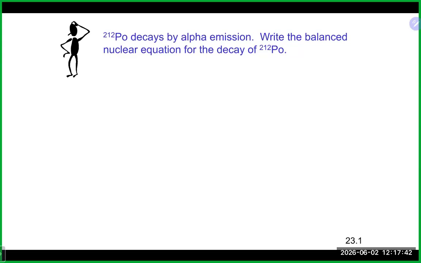All right, so let's take a look at one here together. We have Po-212 decays through alpha emission. Through alpha emission tells me that I should put my alpha particle on the right-hand side, which, by the way, you could use the alpha symbol, or if you wanted to, you could use the helium symbol as well. Either one is perfectly fine.